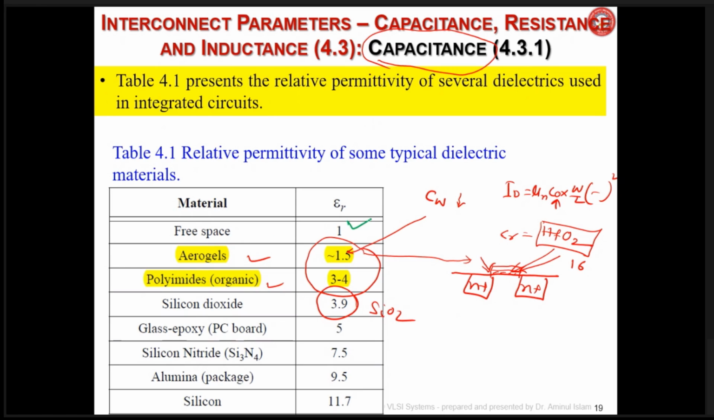See, free space relative permittivity is 1, aerogels 1.5, and this organic material, polyamides, has 3 to 4, whereas silicon dioxide is 3.9. So you can see that compared with silicon dioxide, aerogels are better because the capacitance C_wire will be less in the case of aerogels.